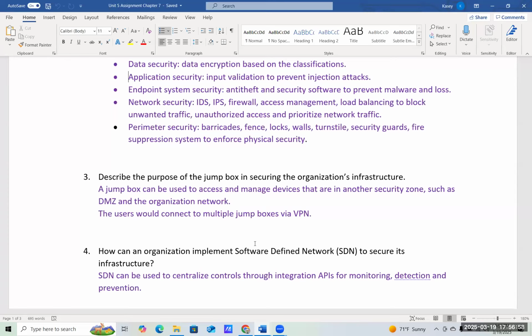So in the case that you're looking at remote workers, the users would connect to jump boxes via virtual private network, VPNs. And then with that, they would be able to authenticate and access their remote systems. We have this in our notes, page 2. Any questions?